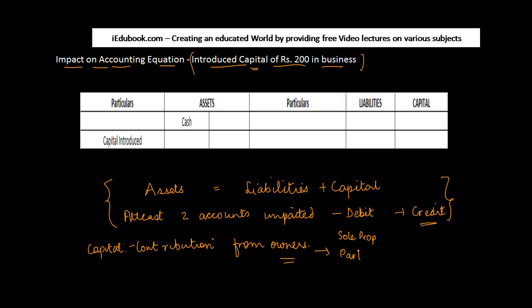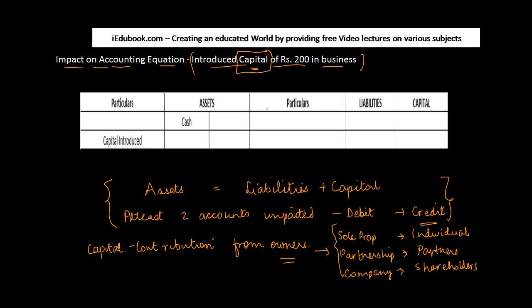Okay. Now, in every business, whether it is sole proprietorship or a partnership firm or a company, there are certain people who are the owners of these forms of organization. In a sole proprietor, it could be an individual. In a partnership firm, it could be partners. In a company, it could be shareholders. Whenever these people put in any money into the business, which is basically the risk capital or risk element money, not a loan, we are not talking about a loan here, that is known as capital, right? So there was an introduction of capital of rupees 200.